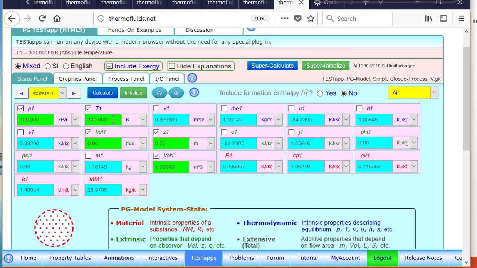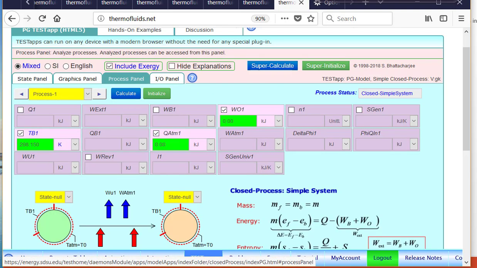State 1, which happens to be the same condition as atmospheric, obviously has 0 Exergy, but notice state 2, which is at a higher temperature, 900 Kelvin, has an Exergy. So what is the stored Exergy of the system now? Phi times the mass of the system is the total stored Exergy. In other words, so many kilojoules, converted to kilowatt hours, is so much electricity you can make out of this system at the most. Okay, let's go to the process panel.